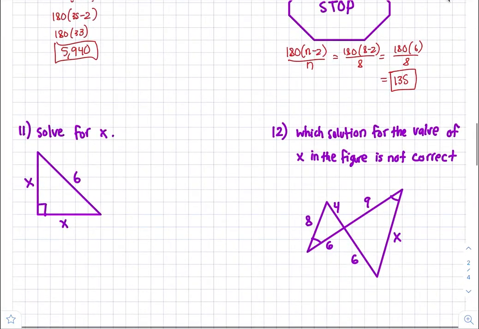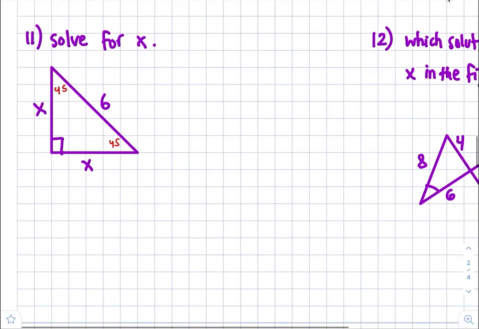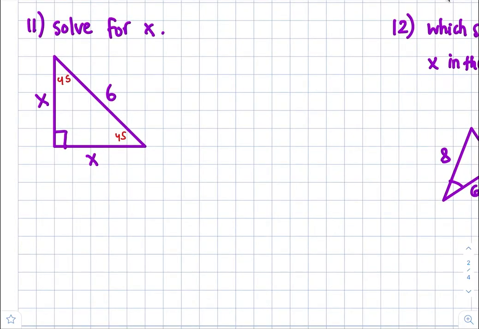Alright, number 11. This is a 45, 45, 90 degree triangle. So you guys have to know your ratios. To get from hypotenuse to a leg, you gotta divide by radical 2. To get from a leg to a hypotenuse, you gotta multiply by radical 2. So in this figure, we have a hypotenuse and 2 legs.